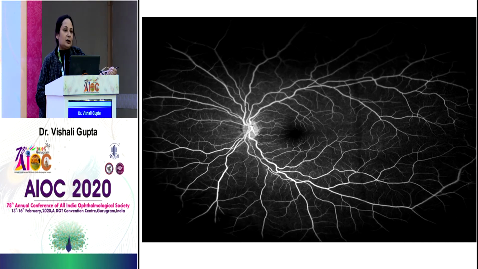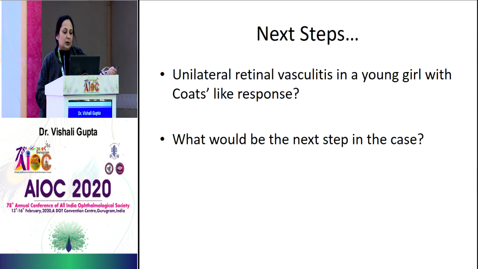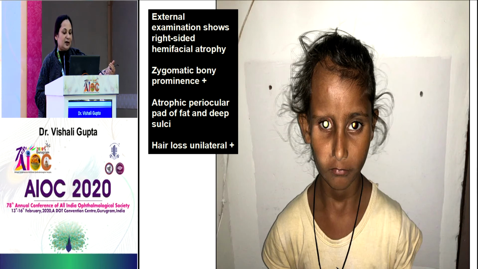The left eye is absolutely normal. So next step: unilateral retinal vasculitis in a young girl. What could it be? That is what I told you, that first you do the eye examination and then do the general physical examination.